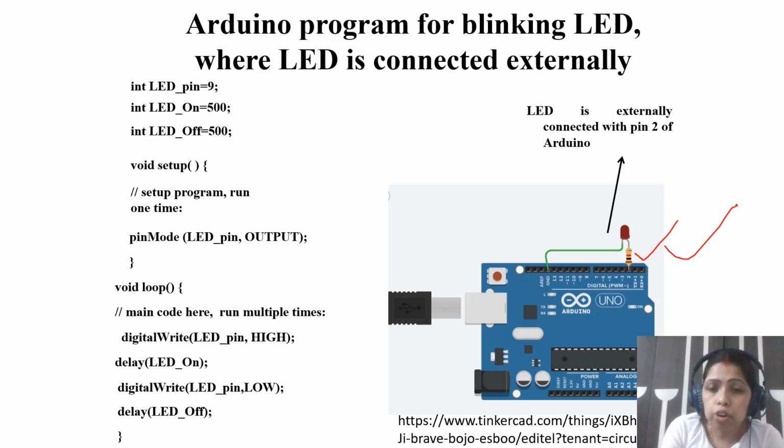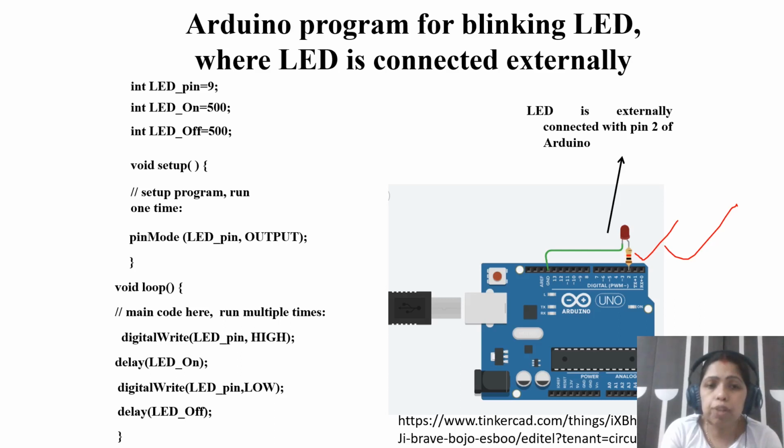You can see pin number 13 already has one LED connected inside. Automatically, one LED is connected inside pin number 13. This is inbuilt, so you can directly write any program and check whether your Arduino is working or not without connecting any LED. That I will also show you. But here in this case, the LED is connected externally to pin number 2, or you can connect anywhere. Whatever LED you connect to whatever pin.